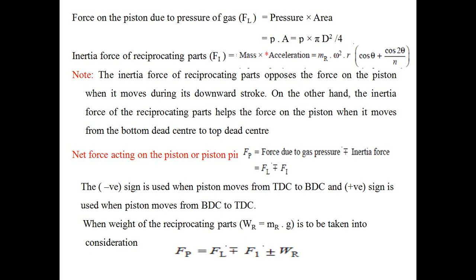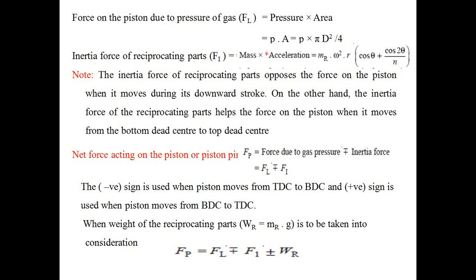that is equal to Fl minus plus Fi, where the negative sign is used when the piston moves from the TDC to BDC, where TDC stands for the top dead center and BDC stands for the bottom dead center, and the positive sign is used when the piston moves from the bottom dead center to the top dead center.